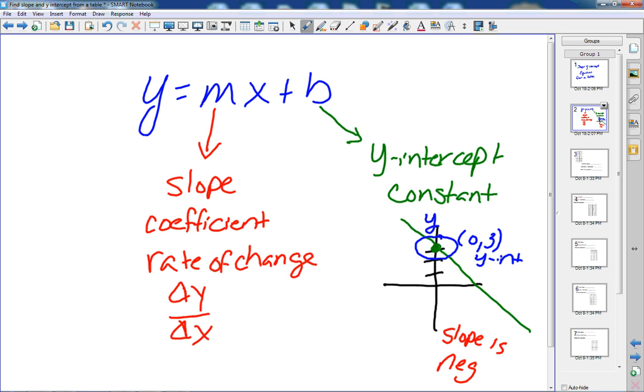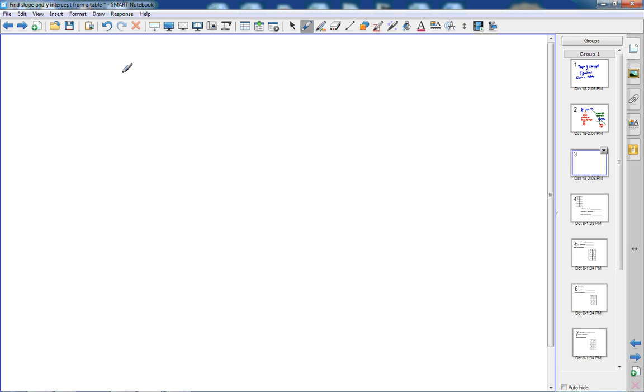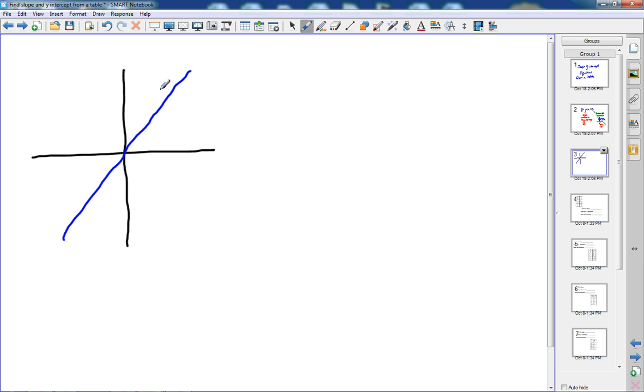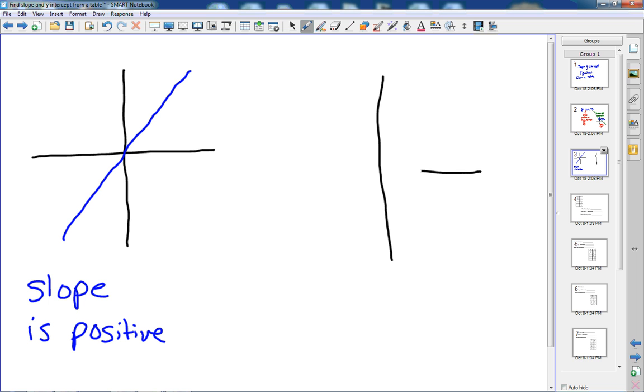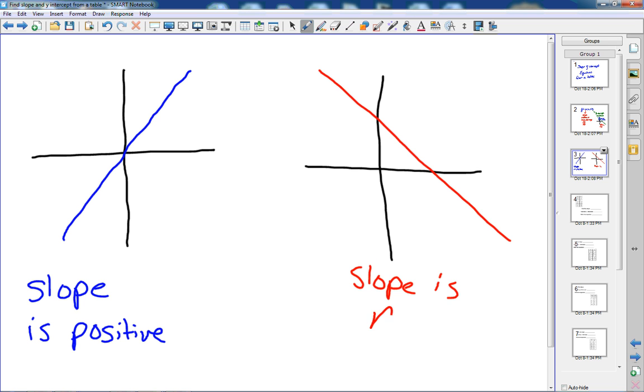Okay, let's think about this and make sure we know this. First off, if I have a line and from left to right it's going up, this means my slope will be positive. I don't know what the number is right now because I don't have any other points on there, but I do know that my slope is positive. The other type I could have is a line that, from left to right, is going down. In this case, my slope is negative.